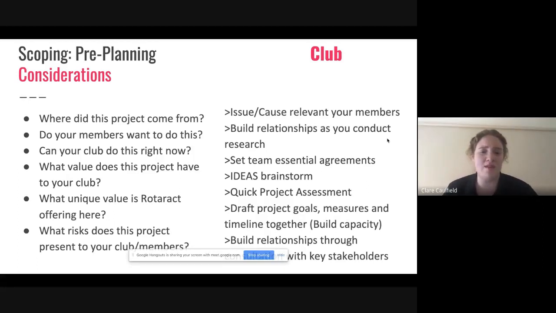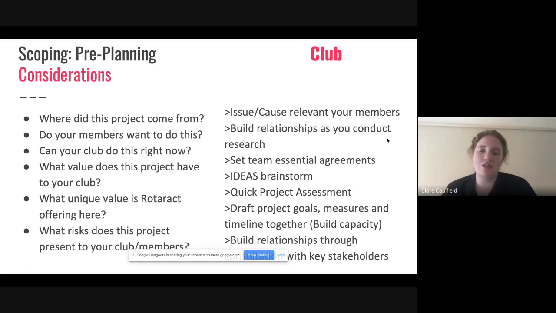So thinking about where this project came from, do your members want to do it? Can your club handle it right now? What value does it offer your club and your members? Is it something where Rotaract is providing unique value because we're a youth organisation, because we're a volunteer organisation, because we're connected to Rotary, because we're in the local community? That can mean lots of different things. And again, what risks does it pose to our particular members?